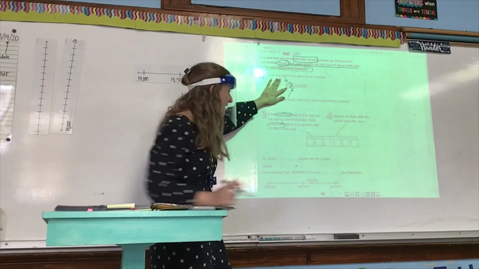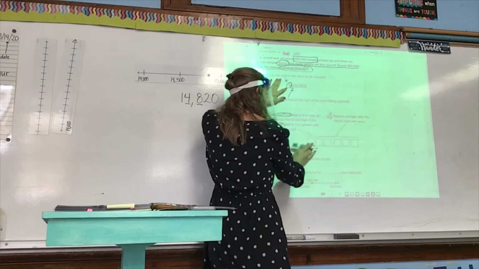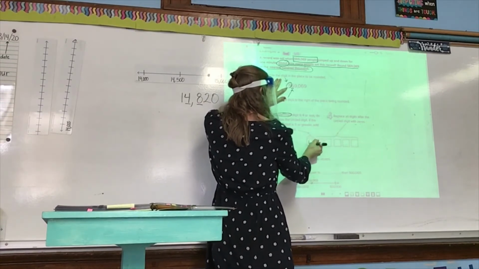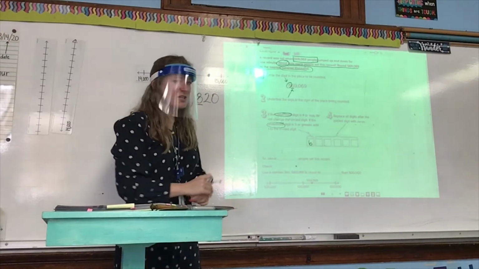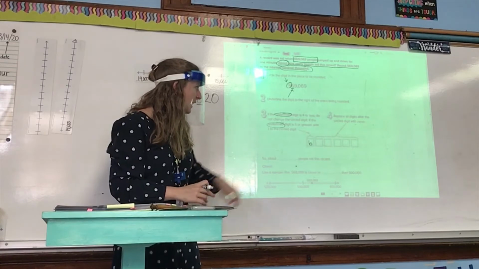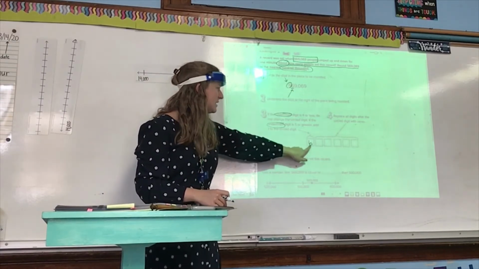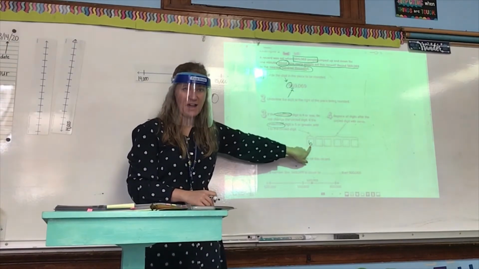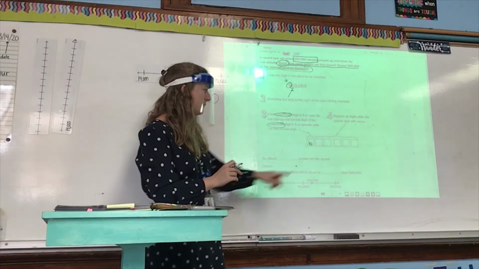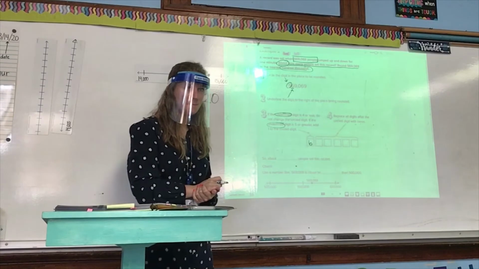A 6. So now we're going to come down to our answer and we're going to put a 6 in the hundred thousands place. If this digit was 4 or less, our digit would stay a 5. But it's not, it's 5 or more. So that means we add 1, so now it's a 6.